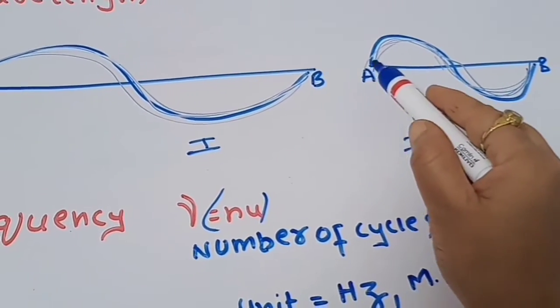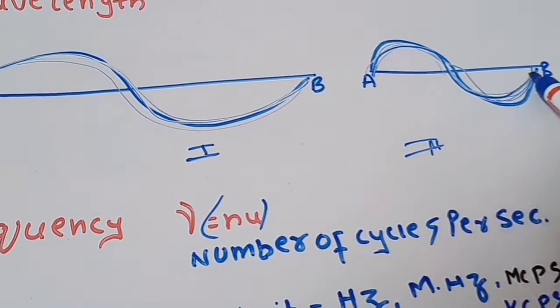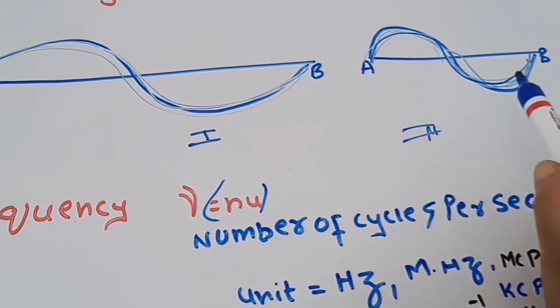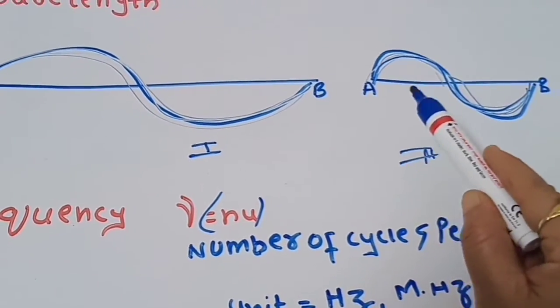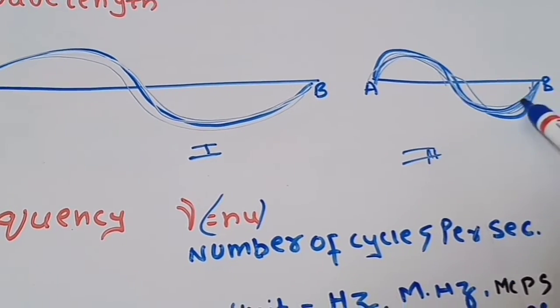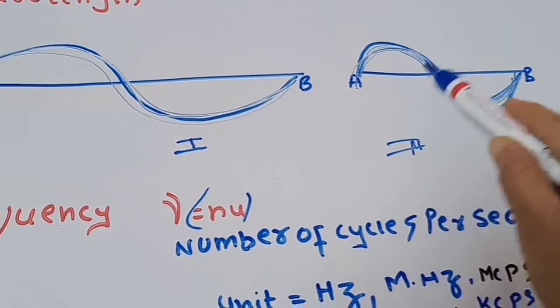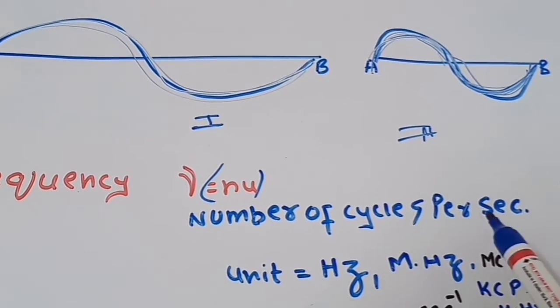So definitely, to complete one cycle means a crest and a trough make the cycle of a wave. So the smaller wave will complete the cycle quickly, so it will have high frequency, because the frequency is the number of cycles in 1 second.